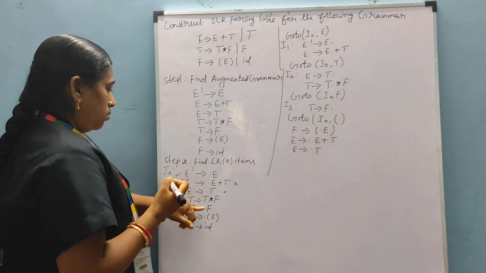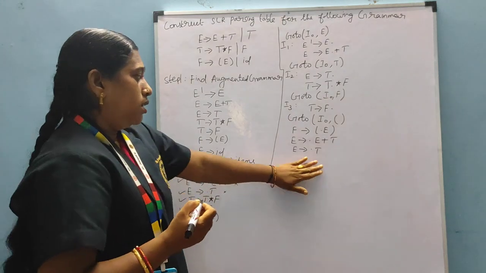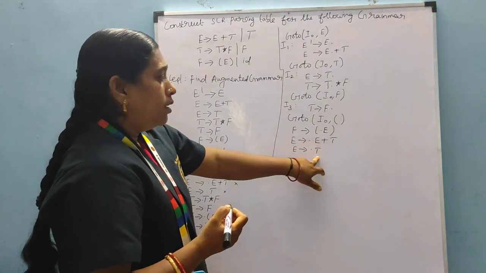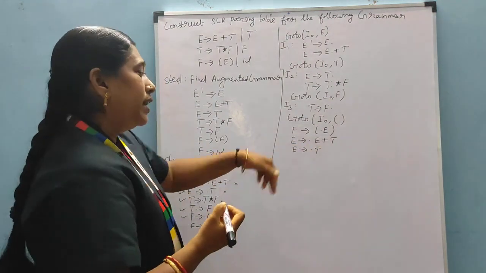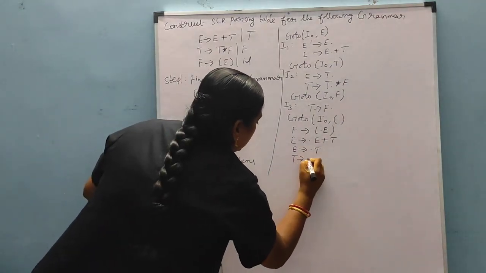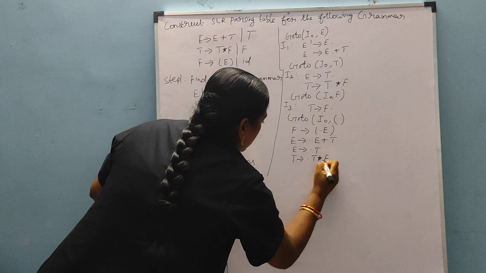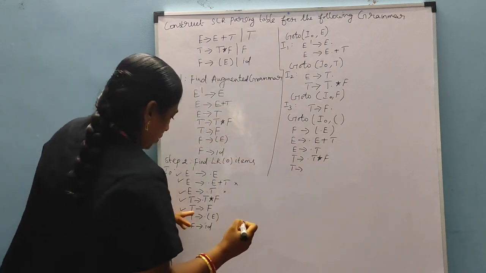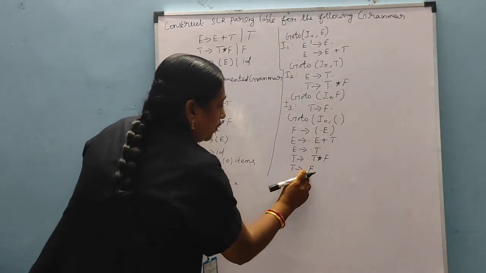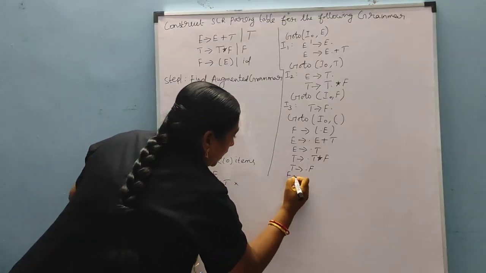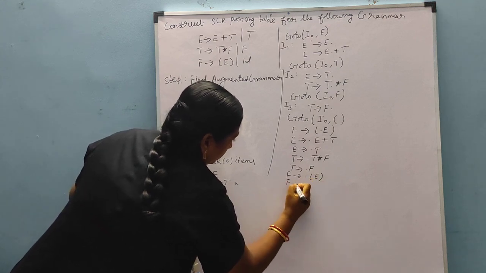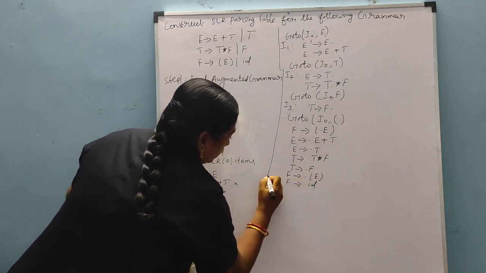Okay. So after these two state productions, now you can check that after the dot, non-terminal T is present. So again we have to add the T productions. So T tends to dot T star F, and one more production, T tends to dot F. Now also F is a non-terminal. So I am adding the F non-terminal productions.